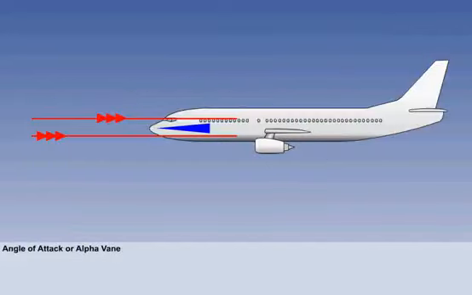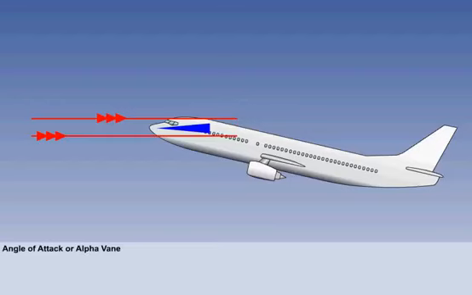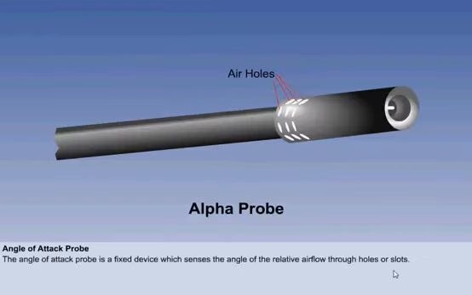The alpha vane is mounted on the side of the fuselage and trails in the relative airflow. The fuselage effectively rotates around it, and the vane thus senses the angle of attack. The stick shaker is activated at the appropriate alpha value. Another fuselage-mounted device is the angle of attack probe, consisting of a lateral tube with slots or holes sensitive to changes in the relative airflow, which generates the necessary signals as alpha increases.